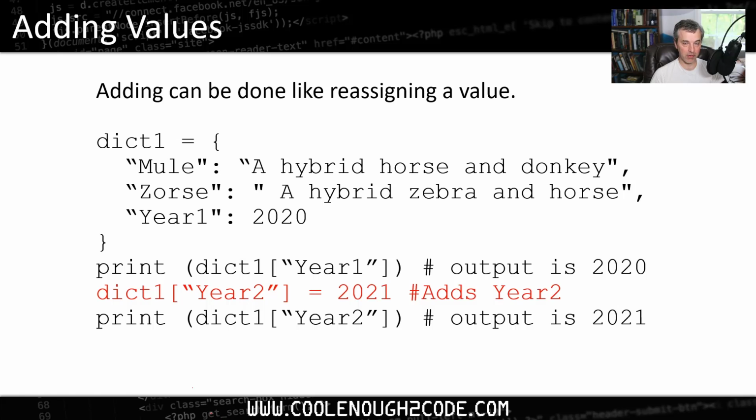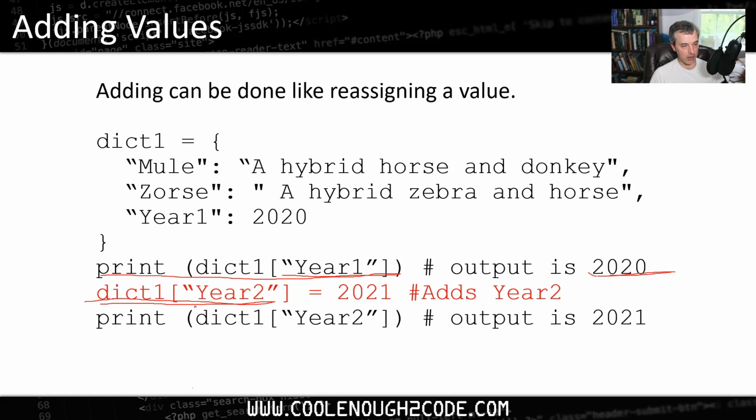So if I had a code sample that looks like this, pretty much the same dictionary as we saw before, and I said print dict1 right here, I'm going to get output 2020. But notice what I'm doing here is I have a new key that I'm adding by way of a square bracket right here.